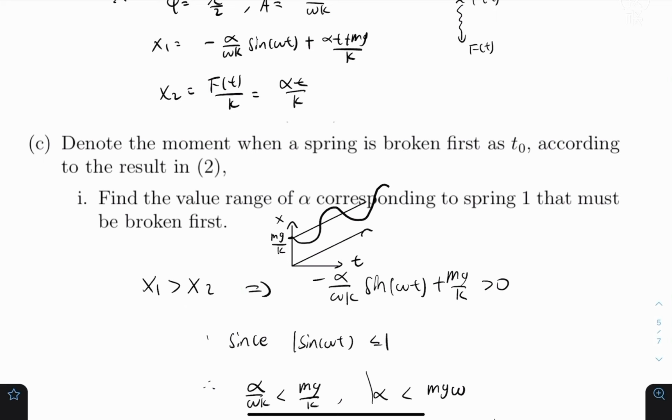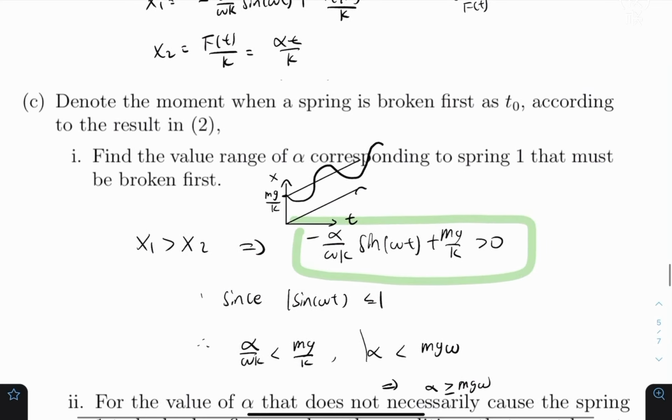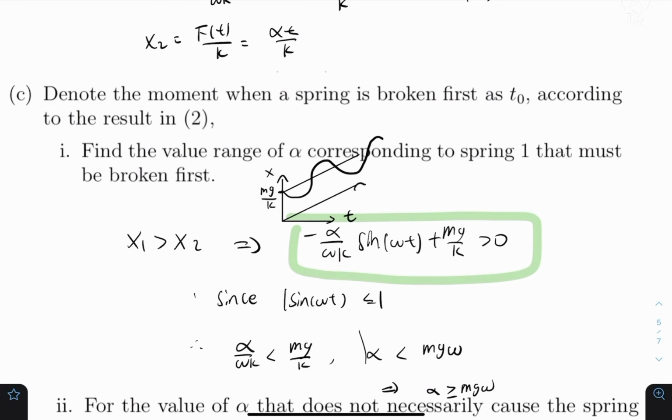And if we plug in the equations and do some cancellations, we'll get this equation, which is greater than 0. Because for all time t, spring 1 must break first, this equation must be satisfied at all times. Now let's figure out the range of the absolute value of sine omega t. That is basically less than or equal to 1, right?